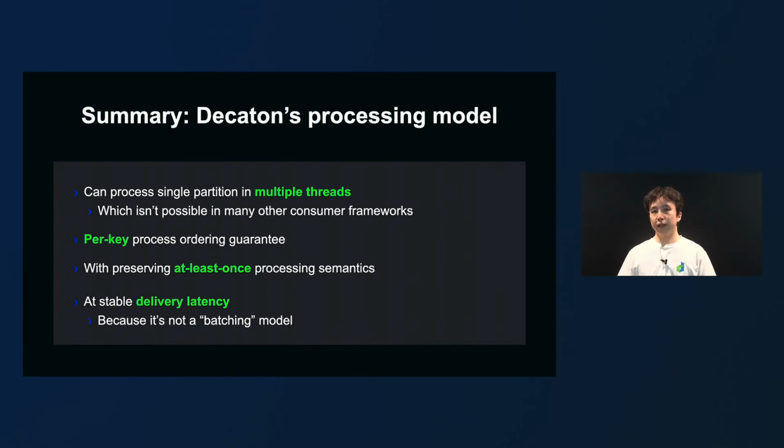Here's a summary of Decaton's processing model. In Decaton, unlike many consumer frameworks, a single partition can be processed by multiple threads. In this case, the order of processing tasks is guaranteed on a per-key basis. It also preserves at-least-once semantics while performing multi-thread processing. And since there is no task waiting by batching, the task delivery latency is also stable.